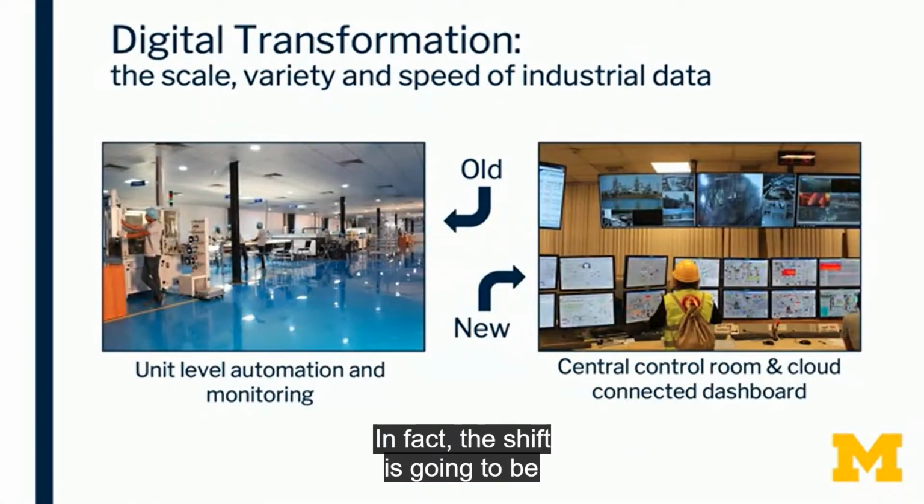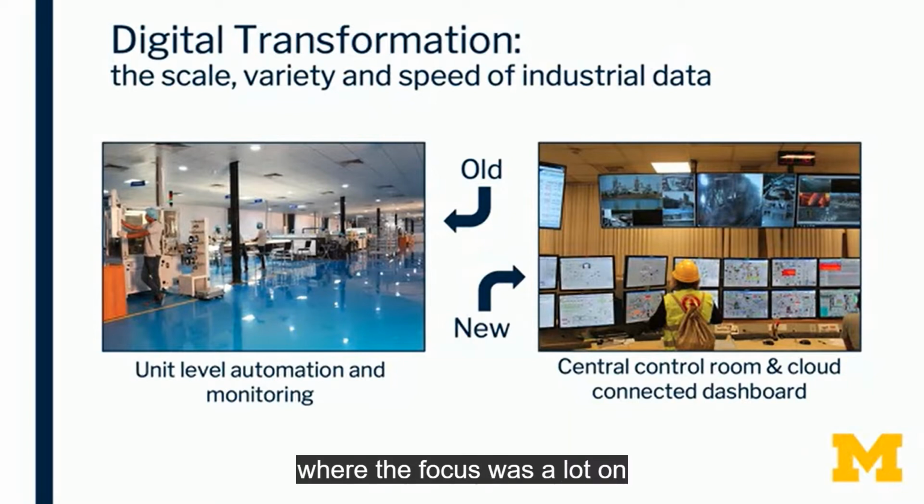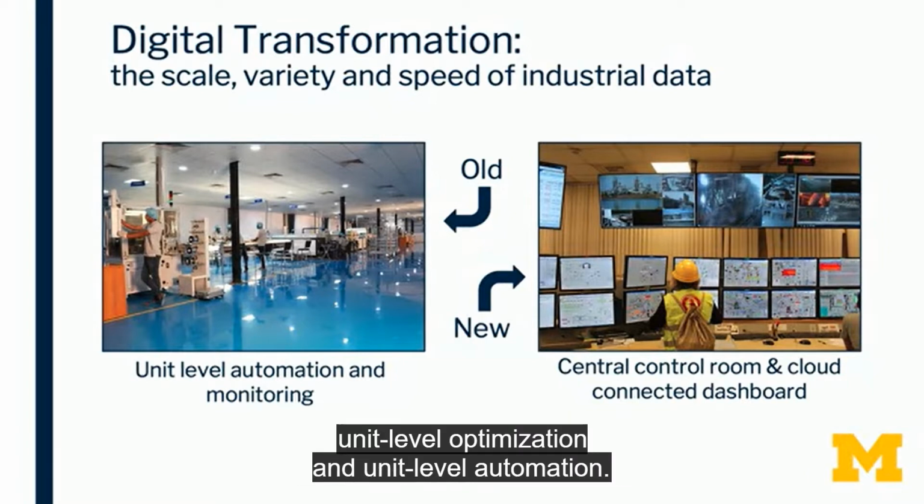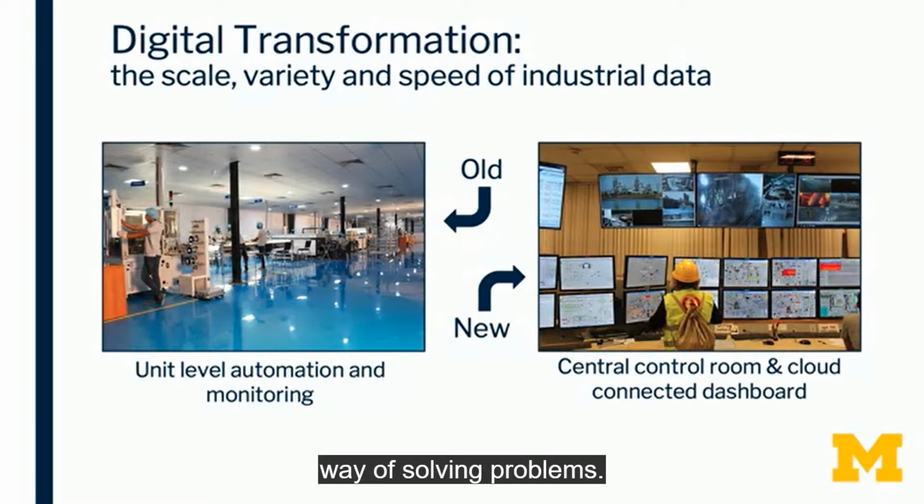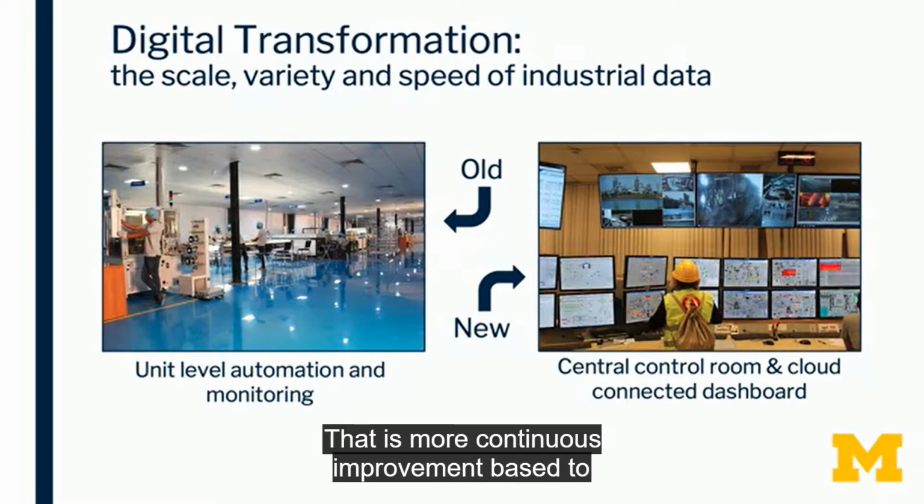In fact, the shift is going to be what we talked about in Industry 3.0, where the focus was a lot on unit level optimization and unit level automation, and also focus on more processes and process improvement, way of solving problems, and that is more continuous improvement based.